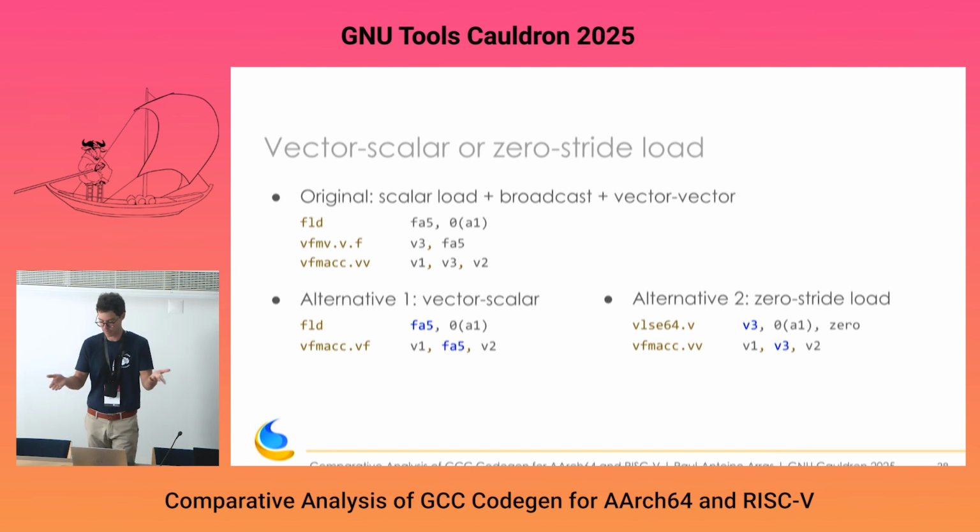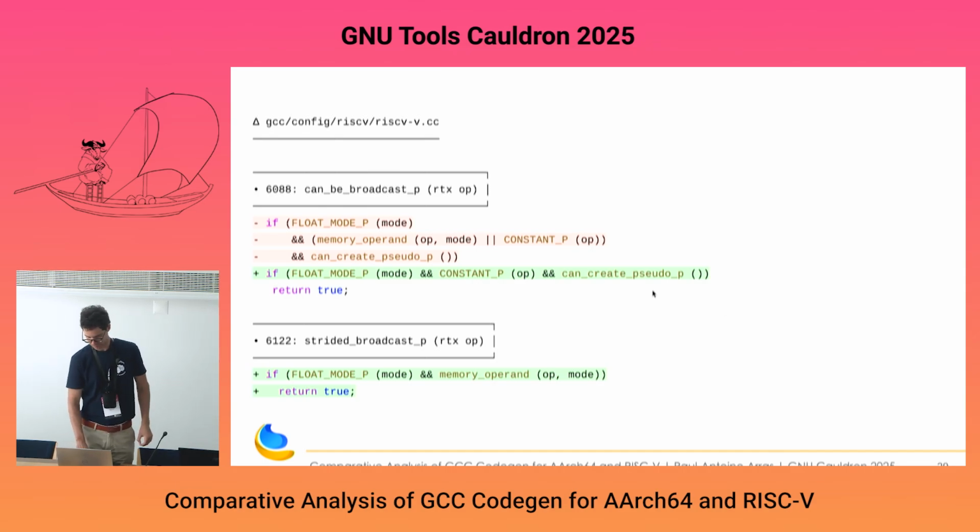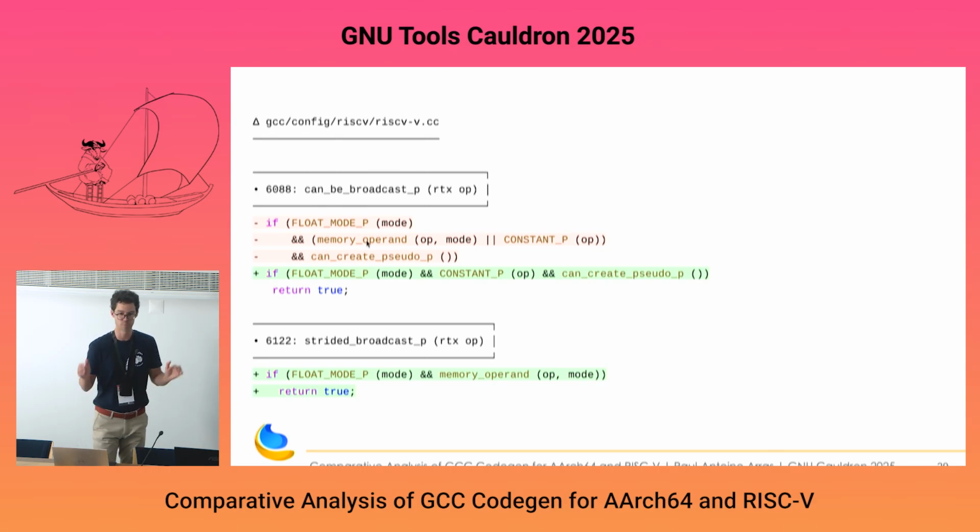So here we are faced with those 2 options: the vector scalar that I discussed before, or the 0 stride load that looks like this, so VLSE and then the zero stride. So I made some experiments. I came up with a very quick patch, basically saying, in the case where we have a floating point mode and we are reading from memory, so not a constant, but really a memory operand, instead of doing a regular broadcast, so the VFMV I showed you earlier, we're going to do a strided broadcast, which is effectively a VLSE.